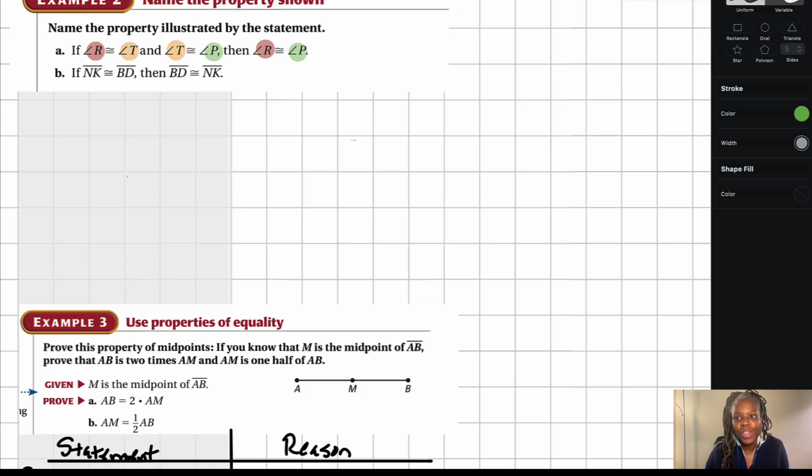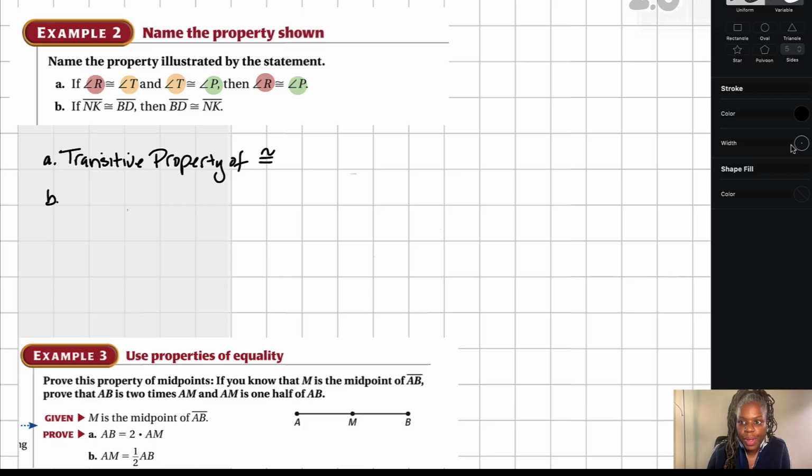So when you are dealing with something like this, I want you to immediately see the transitive nature here. So this is the transitive property of congruence. All right, so if you take a look at this second part, we've got segment NK being congruent to BD, and then BD being congruent to NK. I'm hoping I really have students who know what this one is. It's the symmetric property of congruence.